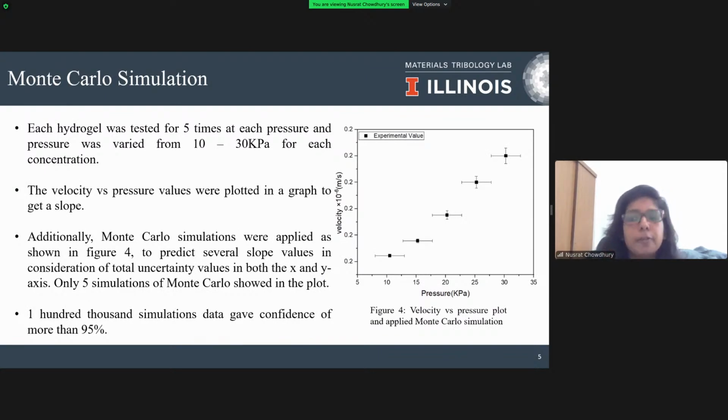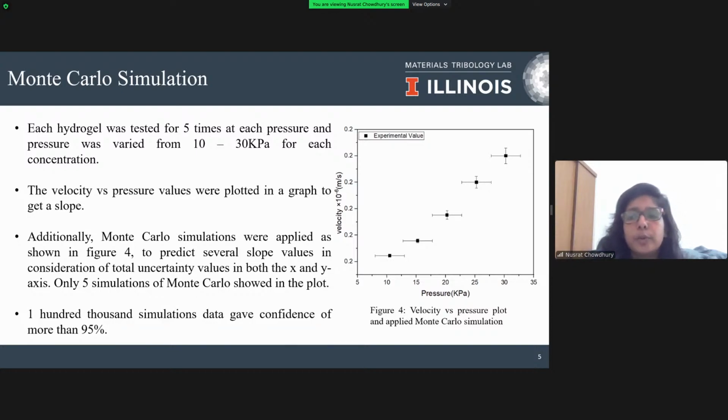Each gel was tested 5 times at each pressure, and pressure was varied from 10 to 30 kPa for each concentration, and each concentration was tested with 3 gels. So there was a total of 15 tests for each concentration. From the velocity values, as I showed you how we found earlier, we plotted the velocity versus pressure plots for each experiment and found the experimental permeability value by fitting this with a linear fit in the graph.